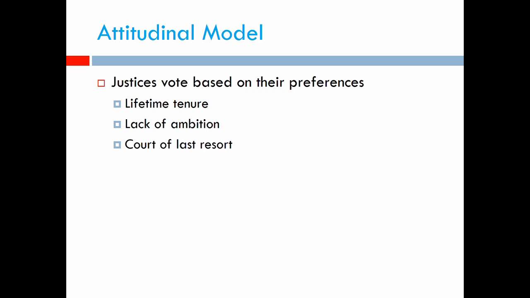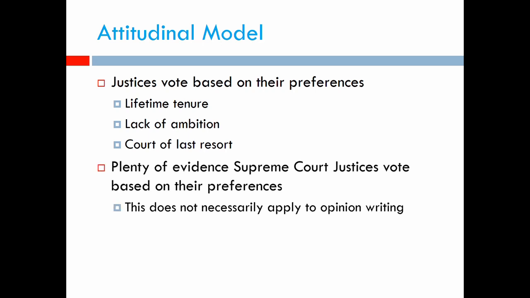And it's the court of last resort, it's the Supreme Court. When the Supreme Court decides how a case should be decided, that's the end. There's nowhere you can go. There's no one else you can appeal to. And there's plenty of evidence that Supreme Court justices vote based on their preferences. That does not necessarily mean they write their opinions strictly based on their preferences.